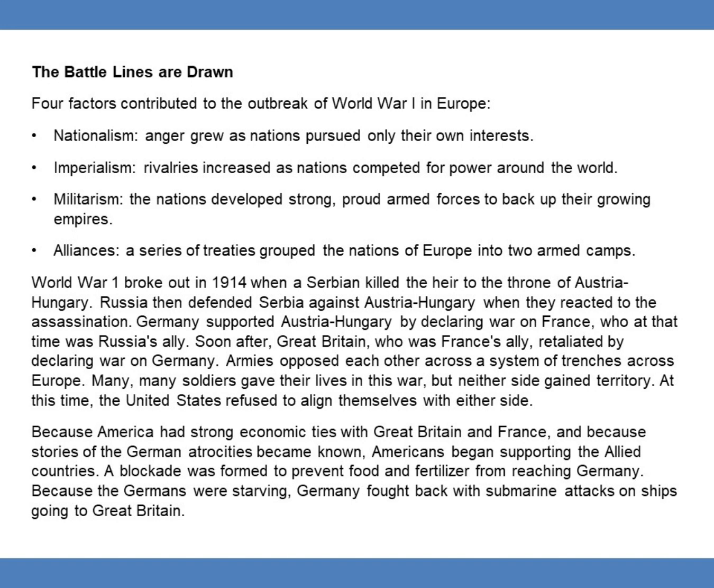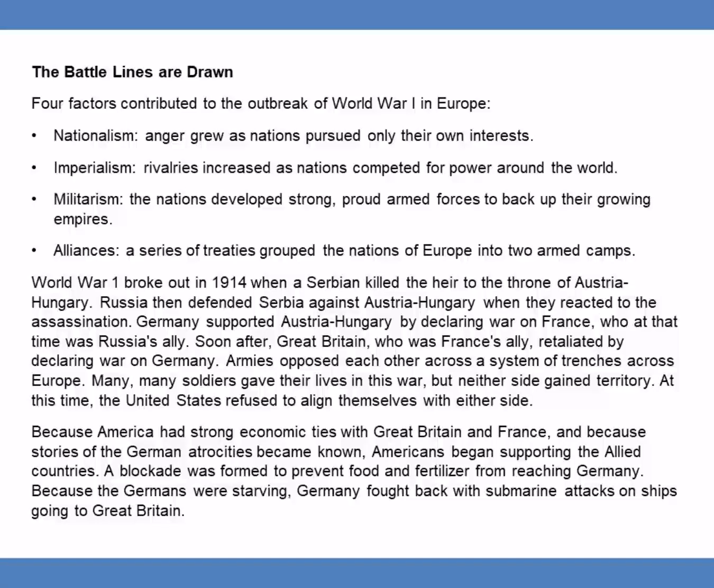Armies opposed each other across a system of trenches across Europe. Many soldiers gave their lives in this war, but neither side gained territory. At this time, the United States refused to align themselves with either side. Because America had strong economic ties with Great Britain and France, and because stories of the German atrocities became known, Americans began supporting the Allied countries.